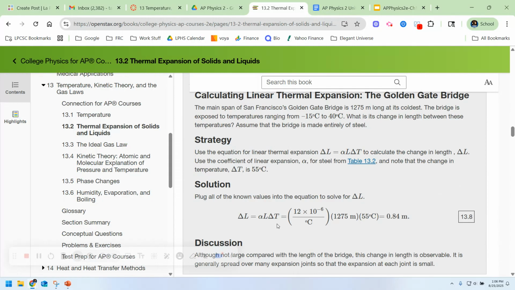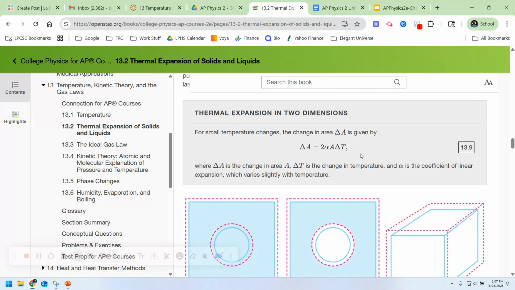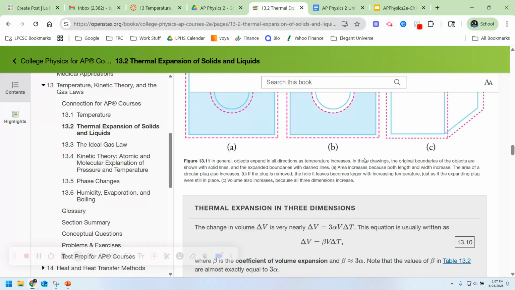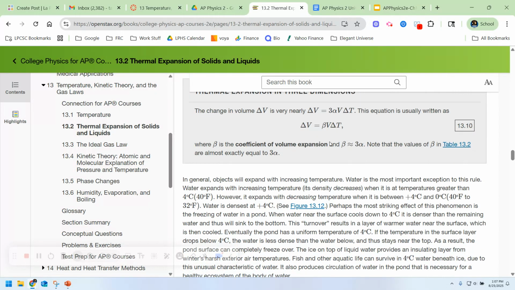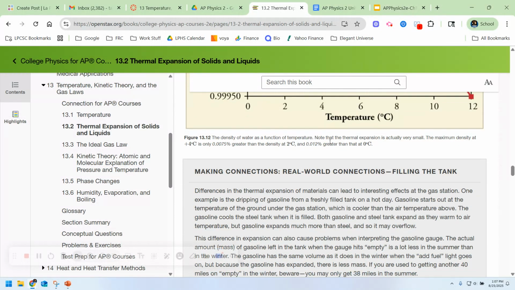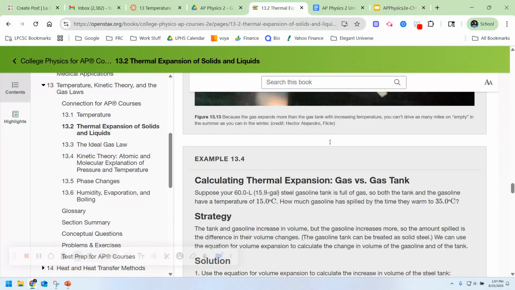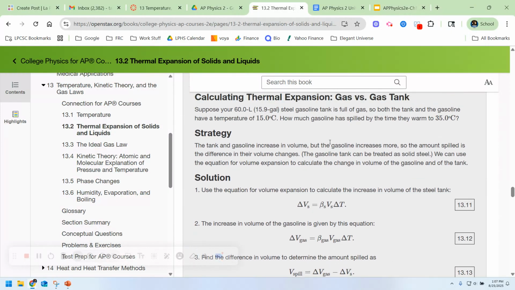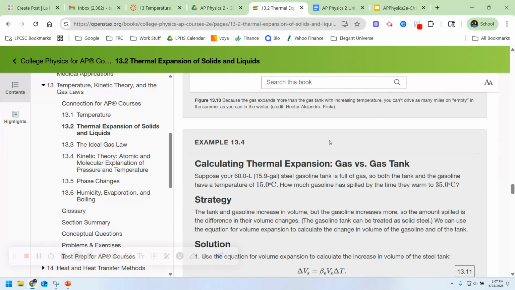Here are some more examples. So in linear dimensions, this will be the change in length is equal to alpha times the initial length times the change in temperature. So that's the linear. This is the area formula. Write those down. This is the volume formula, which is 3 dimensions. And then there's this one here where you're calculating the actual gas versus the gas tank.